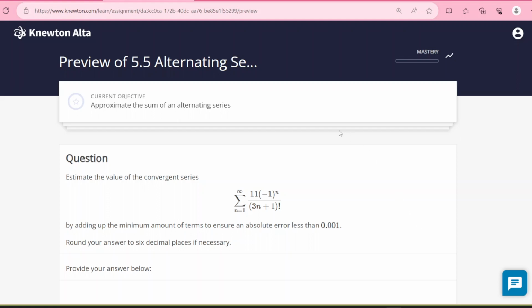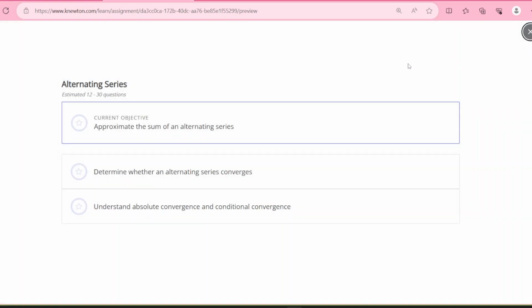All right, so here it is, our Newton Alta assignment page. In the upper left-hand corner, you've got the title of the section; you will not see the word preview. In the upper right-hand corner, you have the mastery bar that shows you how far along you've gotten, along with the activity log. It shows you all the objectives and how far you've gotten with each objective. Looks like there are 3 objectives for this assignment.